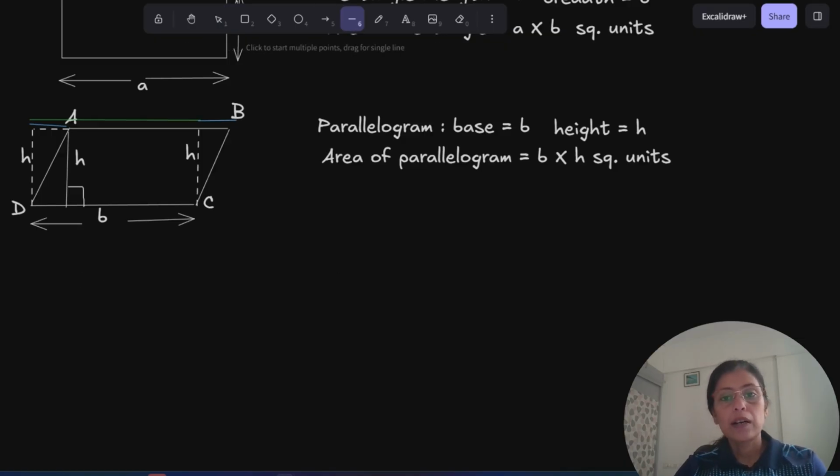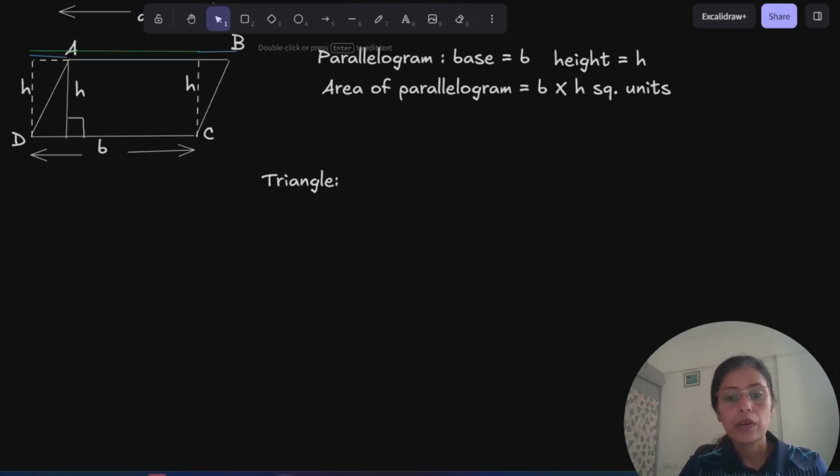Now, similarly, you also had studied about area of a triangle. So let's start with a right angle triangle first. Okay. So for triangle, I'll first draw a right angle triangle, because this is the simplest. When we see how the area is calculated, it is the simplest for this right angle triangle.